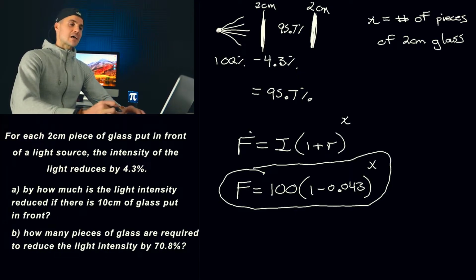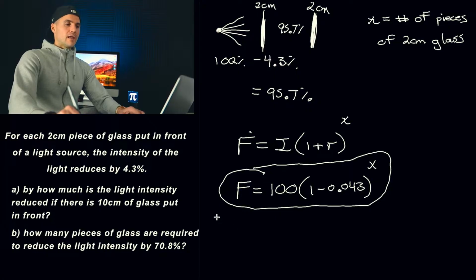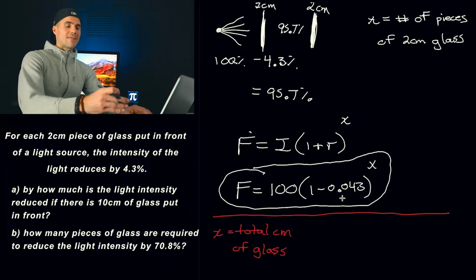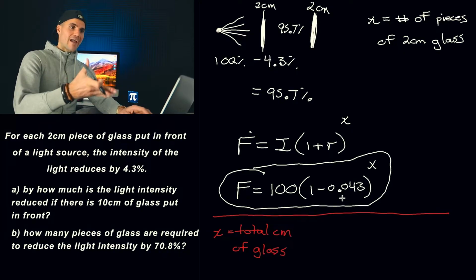Another way you could set this up, though, is you could let x be the number, or let's say the total centimeters of glass. Now, I personally wouldn't go about it this way, because we're told that the 4.3% is basically the reduction in the light intensity for every piece of glass.